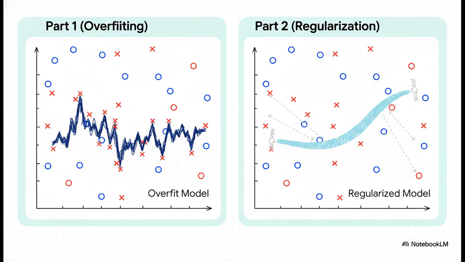Now, a big danger, especially in NLP where you have thousands of words as features, is that the model can start to just memorize the training data. It learns all the little quirks and noise instead of the real pattern. We call this overfitting. The fix is something called regularization. It's basically an extra penalty we add that keeps the model simple, preventing it from getting too complex and helping it generalize better to new data it's never seen before.